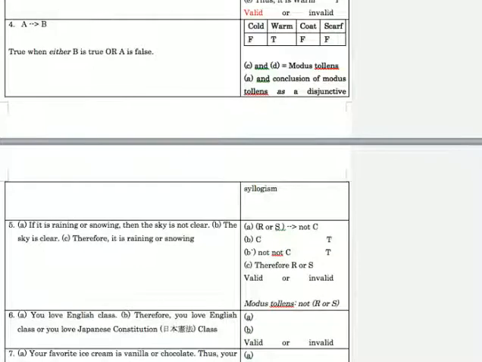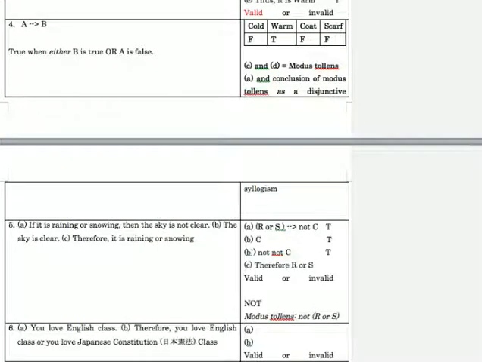So then if this right-hand side, not C, is false, in order for the entire premise to be true, the left-hand side must also be false. So in order for that left-hand side to be false, that means that we have said not R or S. Now that's the opposite of our conclusion, meaning we have shown this argument is invalid.